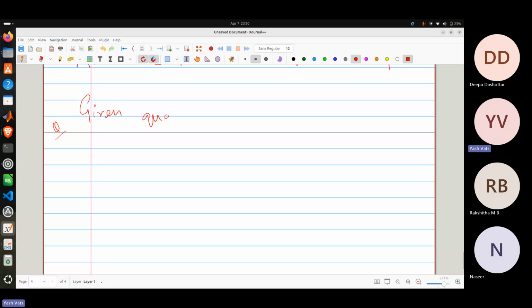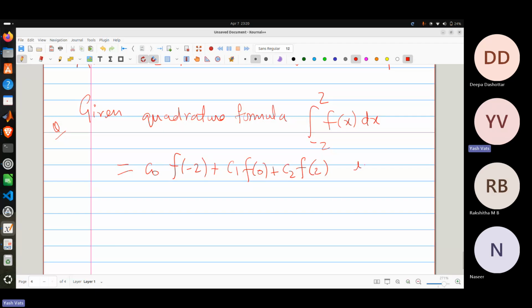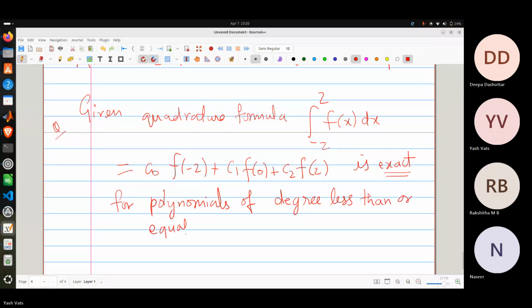Given the quadrature formula, the integral from minus 2 to 2 of f(x) dx equals c0 times f(minus 2) plus c1 times f(0) plus c2 times f(2). If it is exact for polynomials of degree less than or equal to 2, then what are the values of c0, c1, and c2? Just try this one using the same approach.